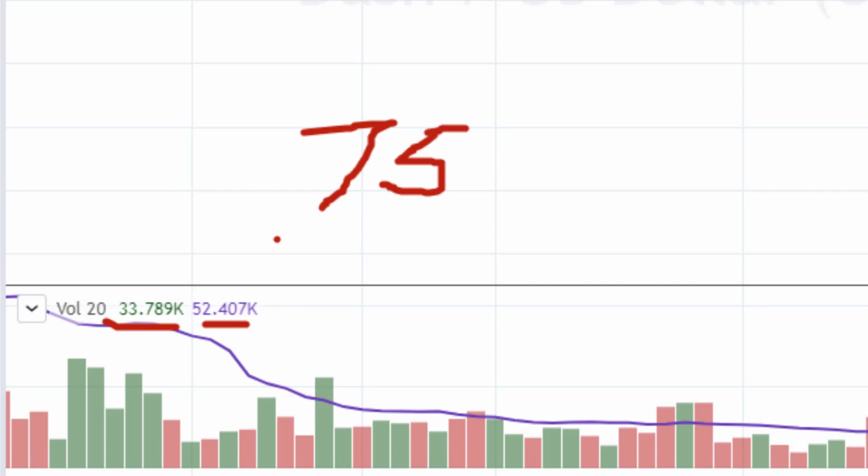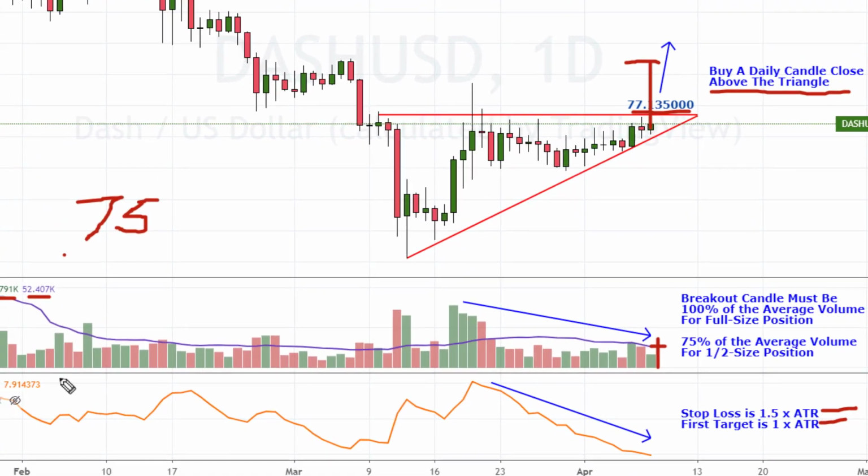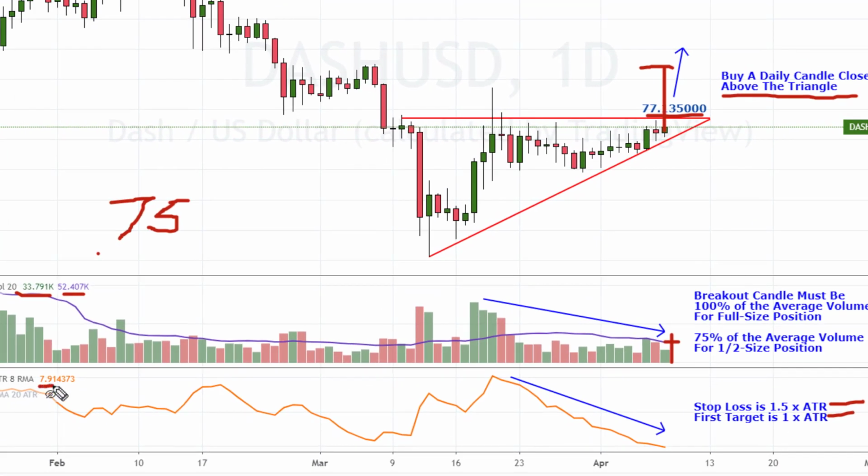The stop loss will be 1.5 times the ATR, and the first target will be 1 times the ATR. So what that means is when this candle breaks up above the triangle here and we get a candle close, that'll be your entry point. You'll buy right there, and at that time you will look down here at the ATR. You will multiply that number by 1.5 and you'll measure that distance behind the order. That'll be your stop loss, and you'll measure 1 ATR above the order, and that'll be your first target.